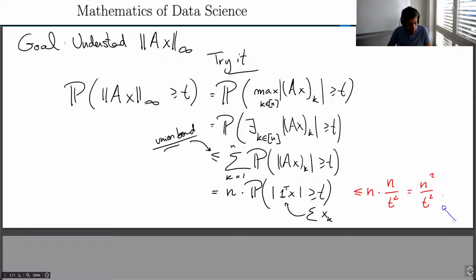And why? It's because we had to union bound over n things. And somehow our tail was not strong enough to be able to union bound over n things. And so what we need is a bound on the tail that is strong enough. If we get some kind of exponential bound, then when we have to compensate for union bounding over many things, we still get a very small probability. Okay, and this is what we're going to do next.